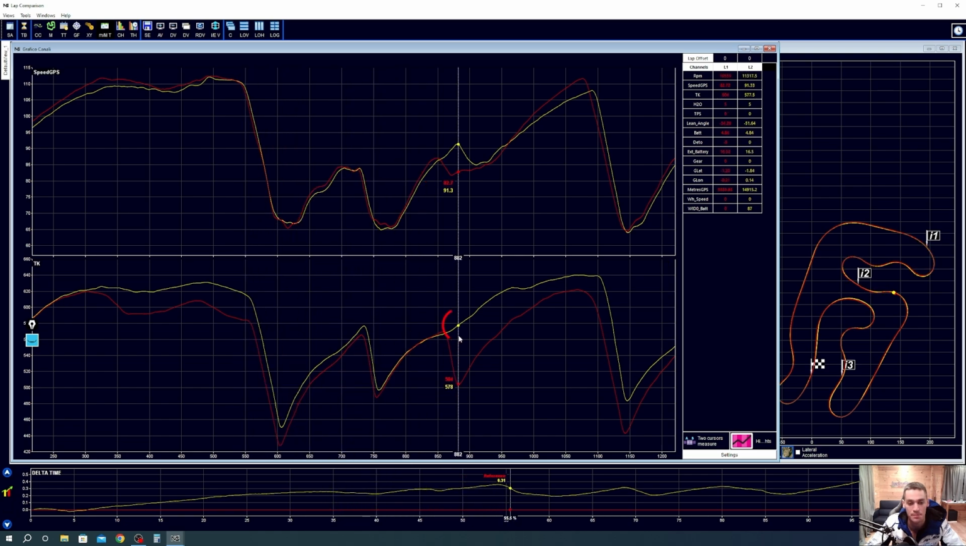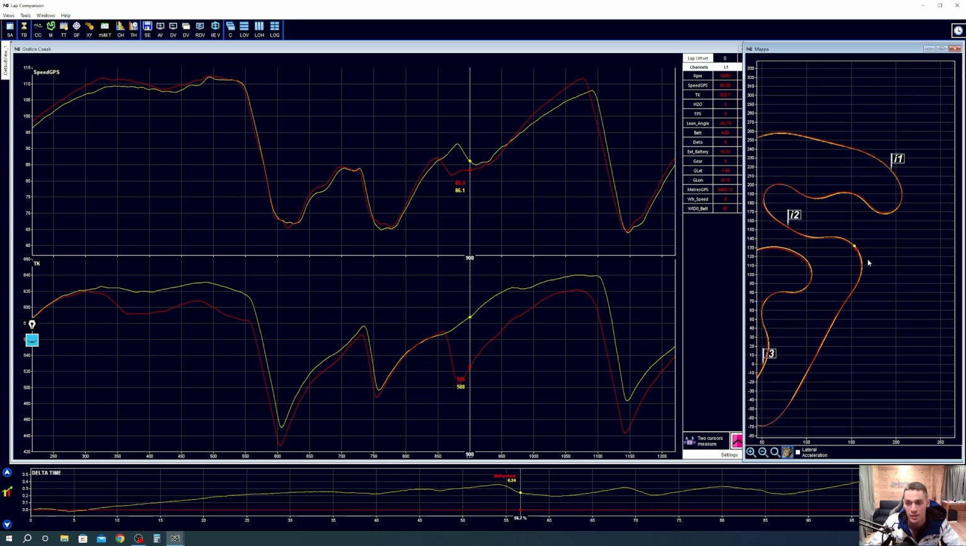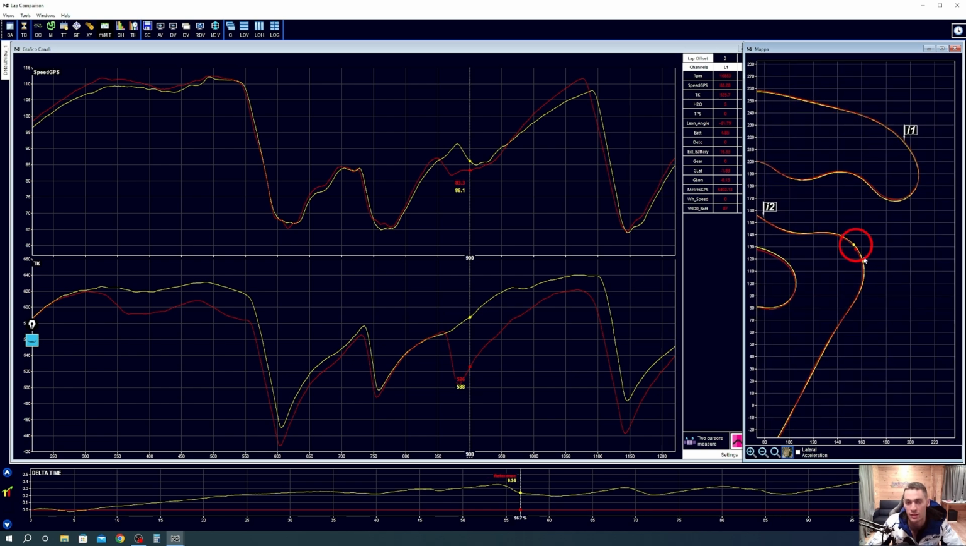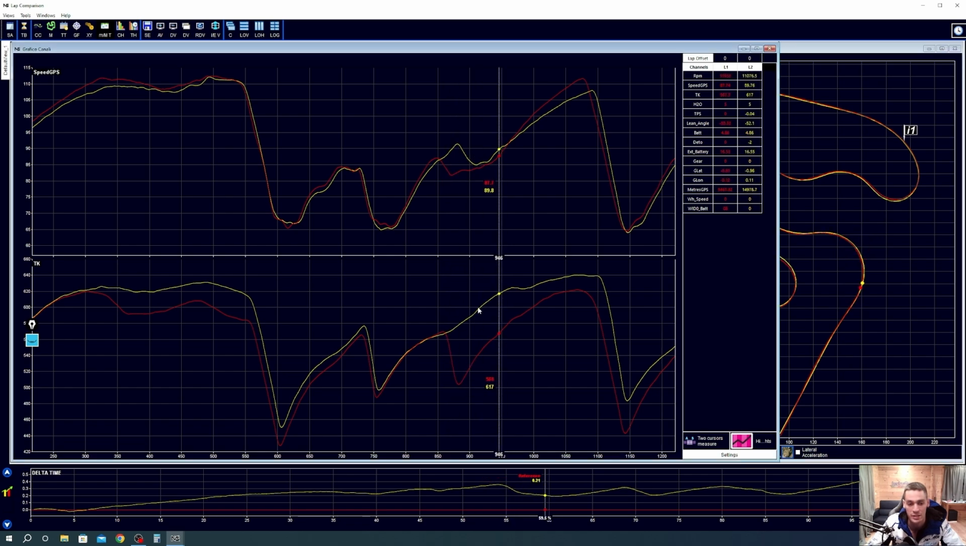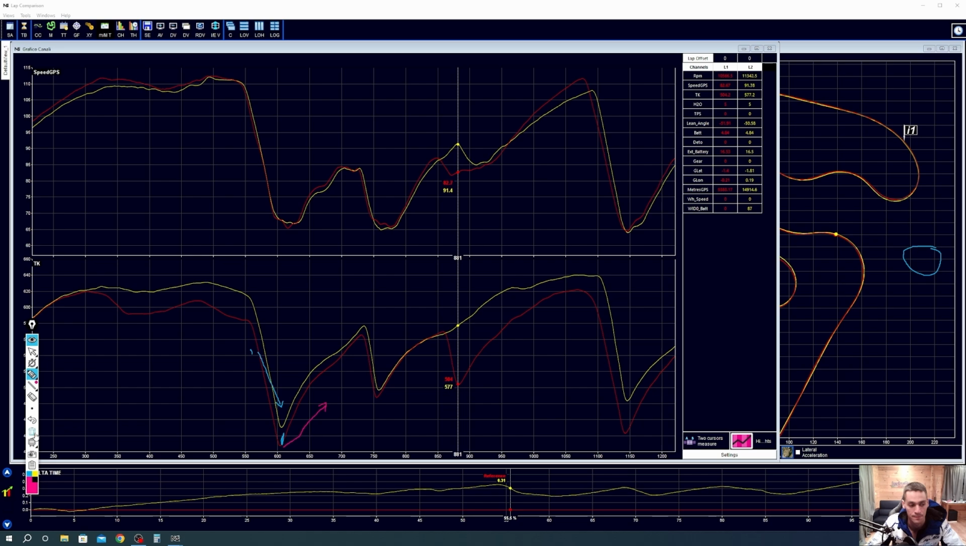For example, in this part, it's in turn 7. In this case, it's a normally easy flat corner in high grip conditions, and in the yellow it does it easy flat, but for some reason the red had to lift here, I guess, and you can see that the exhaust temperature is going down. You see, pump, he had to lift, and then he goes back on the throttle.